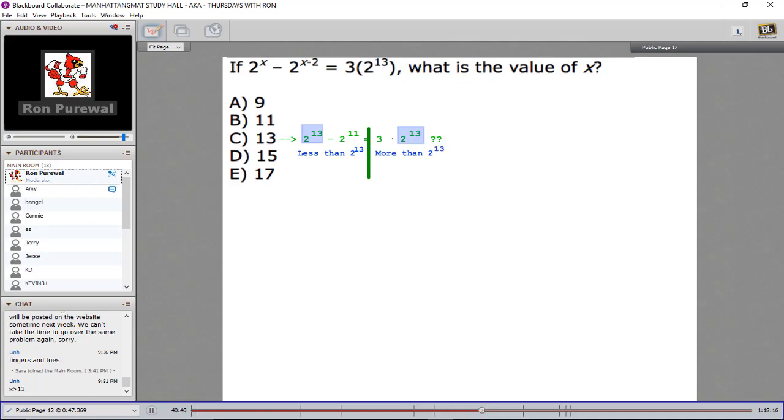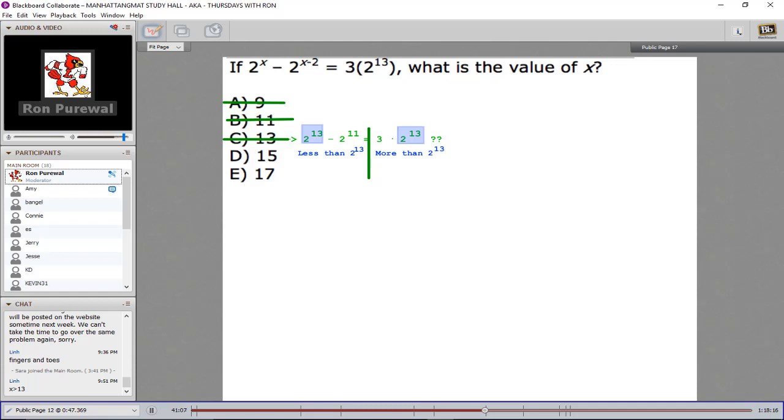And choices A and B are even worse. They're saying if you take 2 to the 9th or 11 and subtract something from it, then you'll get 3 times 2 to the 15th. That's definitely not happening. So even if you have no idea how this problem works, these three choices are very clearly not right. And there were a handful of people who guessed those choices.